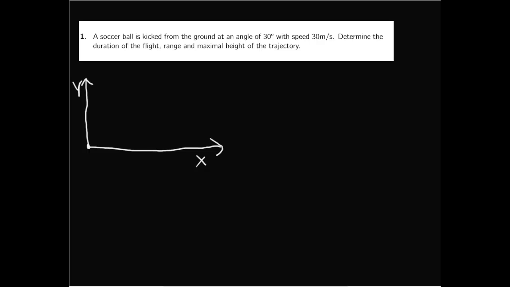The problem states that a soccer ball is kicked from the ground at an angle of 30 degrees with speed 30 meters per second. Determine the duration of the flight, range, and maximal height of the trajectory.